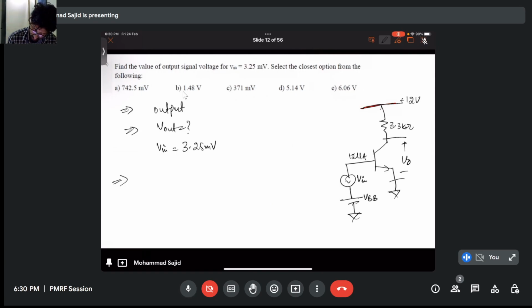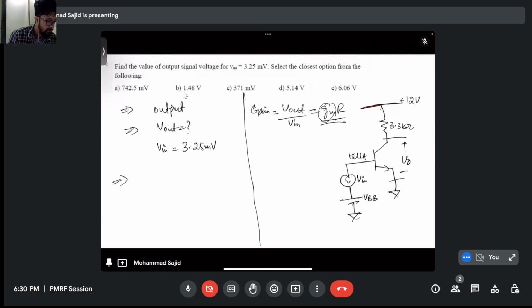I can show you this solution using an equivalent circuit, but that will be discussed later. You can just directly note down that your gain, that is V output by V in, can be written as GM into R, right? GM is your transconductance, R is your resistance at the output, that is here 3.3 kilo ohm, right?